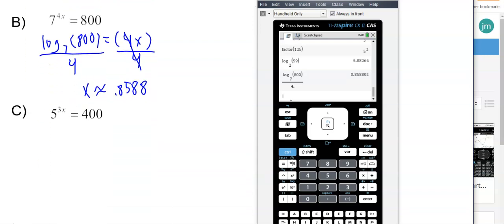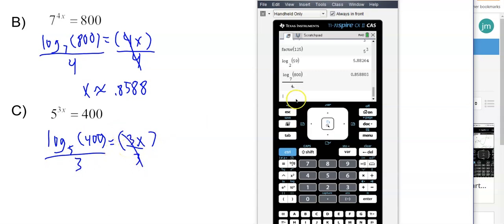Try another one. 5 and 400 again, even odd, there's no way those have the same base, even if I prime factorize 400. So just change the form. That's the method. Log base 5 of a number equals the exponent, which is 3x. This is 400. One more step to solve here. So you want to divide by 3, divide by 3. That's the exact answer for x.